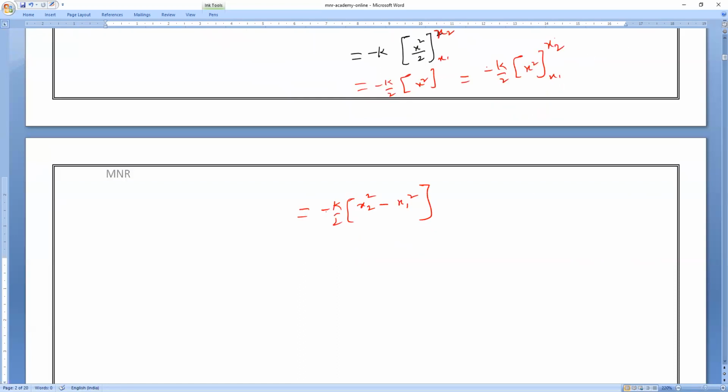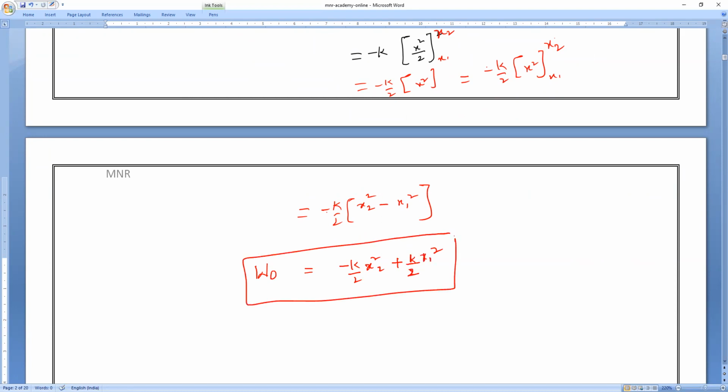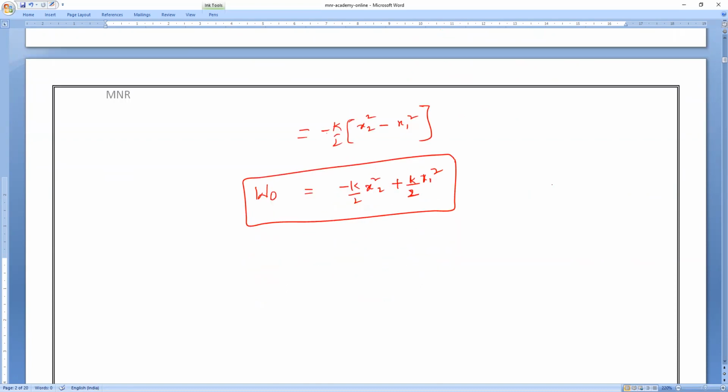Now here also minus is there, here also minus is there. So work done by the spring is equals to what will happen? Minus k by 2 x2 square, plus, minus into minus is plus, k by 2 x1 square. Am I right or wrong, everybody? Will you all agree with me? So that is the work done by the spring.